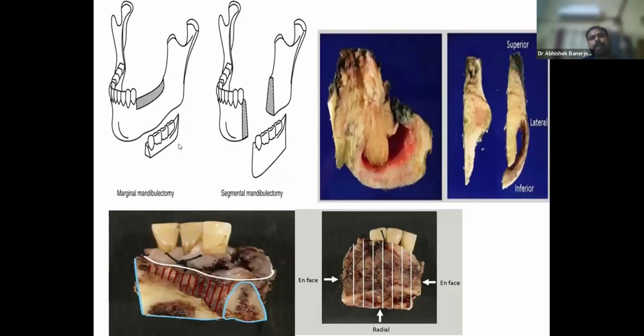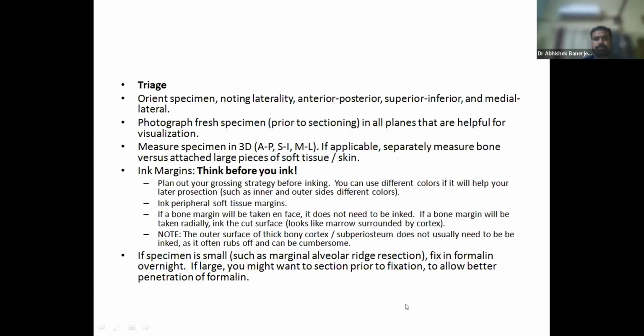So this is a marginal, a portion of this which has been taken, they have removed prophylactically, and this is a segmental that has involved the tumor. So this is how the orientation has been done. This is from the lingual aspect. This is how the tumors can be grossed. And this is how the soft tissue is attached to your specimen, and you need to gross like this in the radial. This triage I have already told, and orienting all the specimens in the anterior, posterior, superior, inferior.